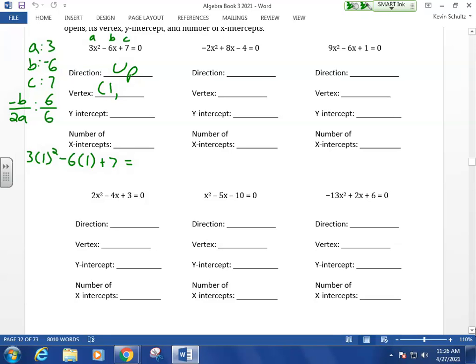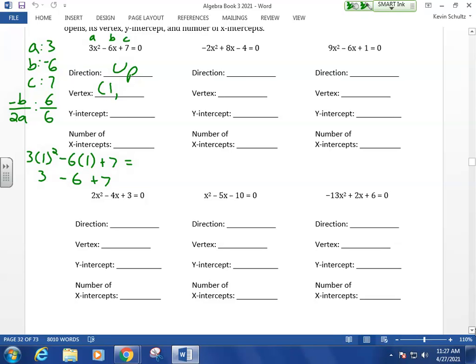What do you get? Quinn? I did not get 10. I got 4. This ends up being 3 times 1 squared minus 6 plus 7. I'm wondering how you... Oh, okay.